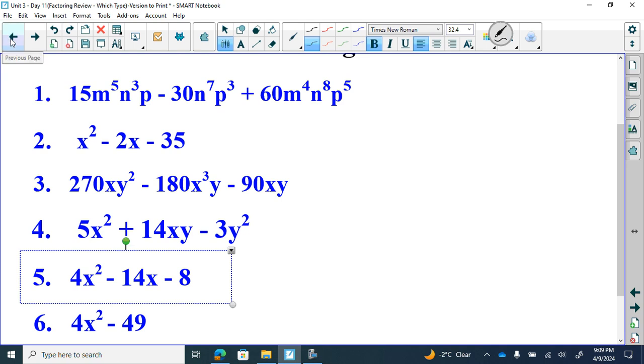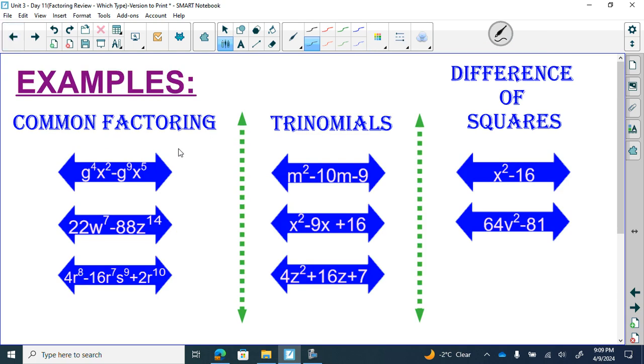All right. Before we get back into this, I just want to go back a slide. These are examples of common factoring. If you see g to the 4th x squared minus g to the 9th times x to the 5th, there are 2 terms, both have a g and both have an x. Remember, you take out the lowest exponent, so g to the 4th, and I would take out x squared. 22w to the 7th minus 88z to the 14th: those 2 numbers are both divisible by 22.